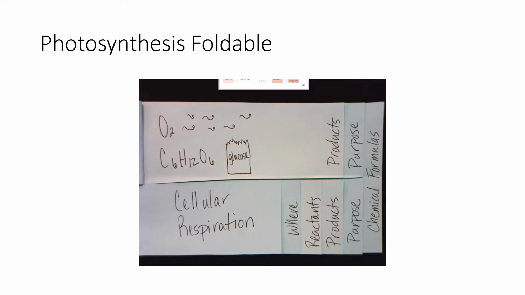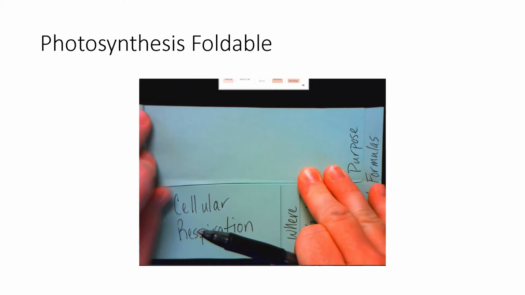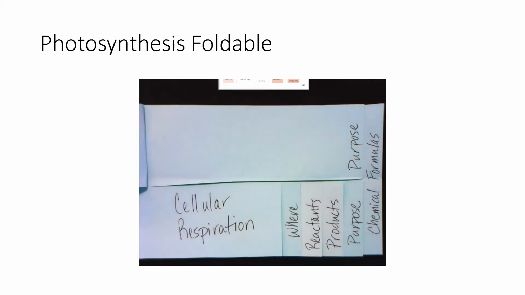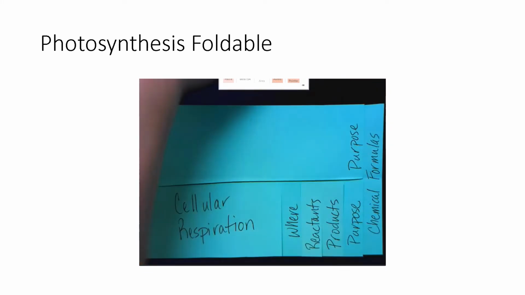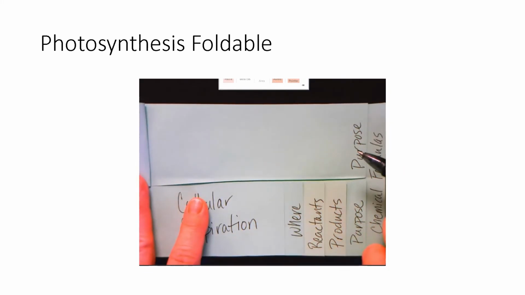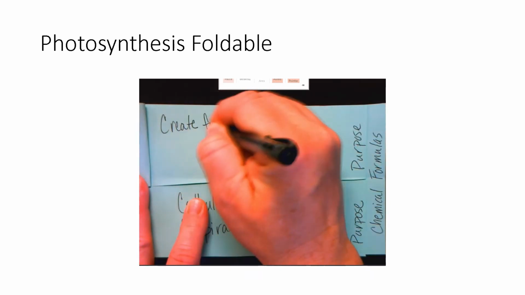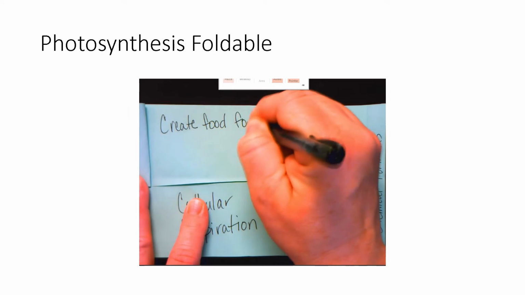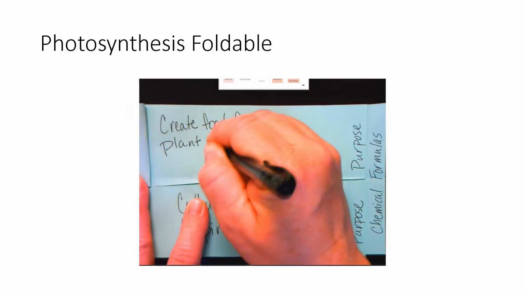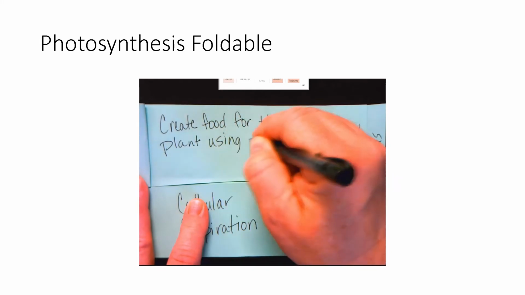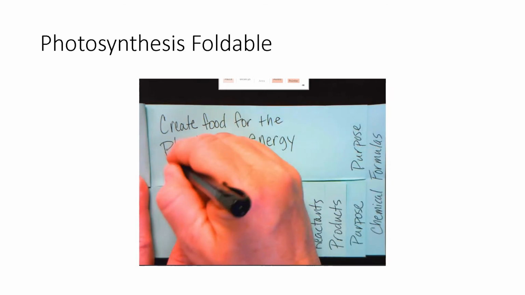Okay, so what is the purpose of photosynthesis? Does the plant do this for us? No. Why is the plant doing this? For it. What's it making for it? Food. So the purpose, we're on the purpose tab, is to create food for the plant using energy, again, that non-matter energy, little photons from the sun.